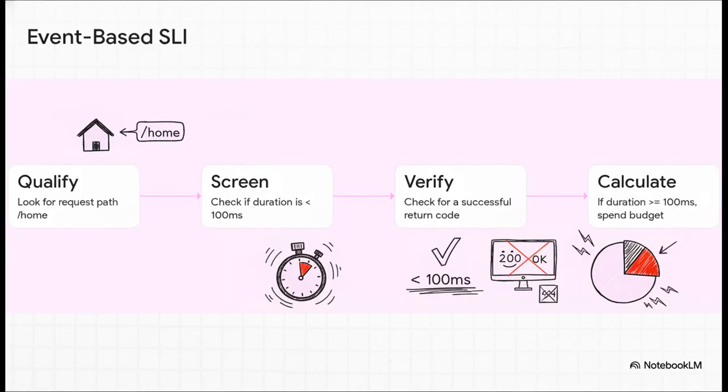Okay, so let's break down a practical example of how to craft an event-based SLI to determine if a user had a good experience loading a home page. First up, you qualify the event. You only want to look at telemetry hitting the /home route. Second, you set your success condition. Let's say it must load in under 100 milliseconds. Third, you verify the status to make sure it didn't throw an error code. And finally, you calculate. If a specific request takes 150 milliseconds, it gets categorized as a bad event, even if it technically succeeded and loaded, and you spend a tiny fraction of your allowed SLO error budget. This methodology is incredibly precise at measuring true user impact.